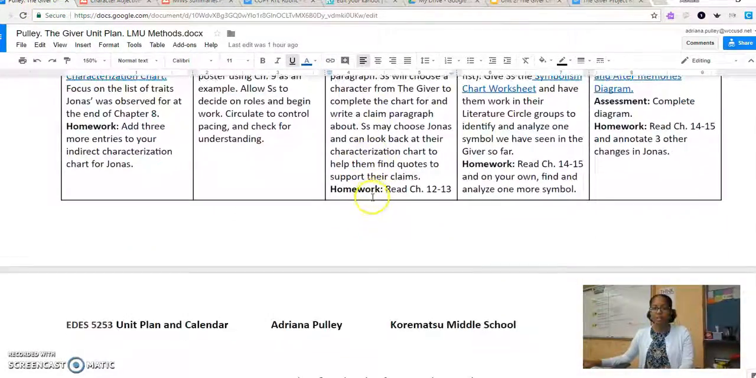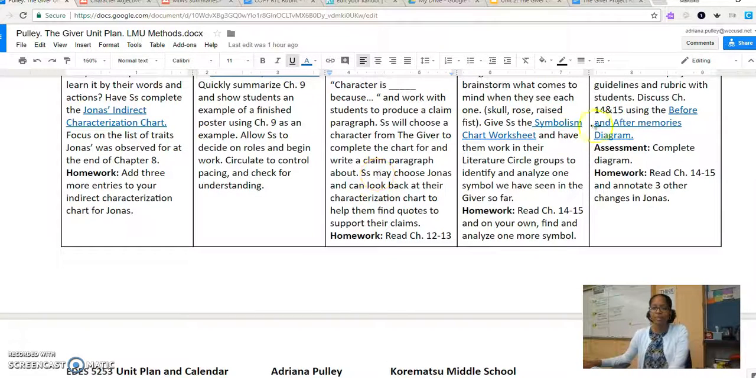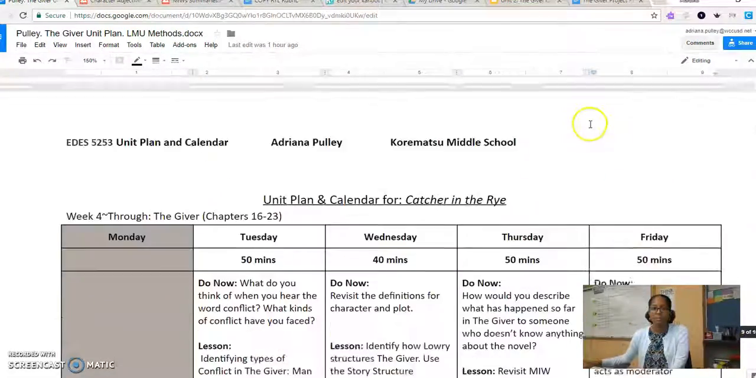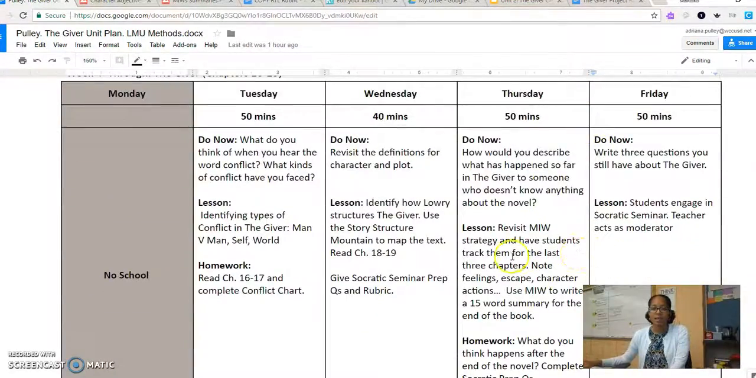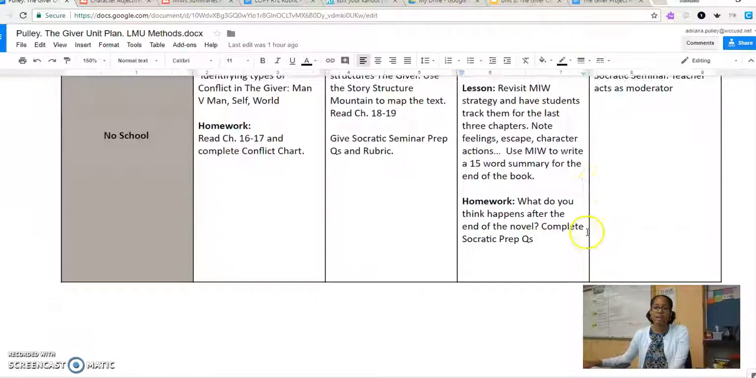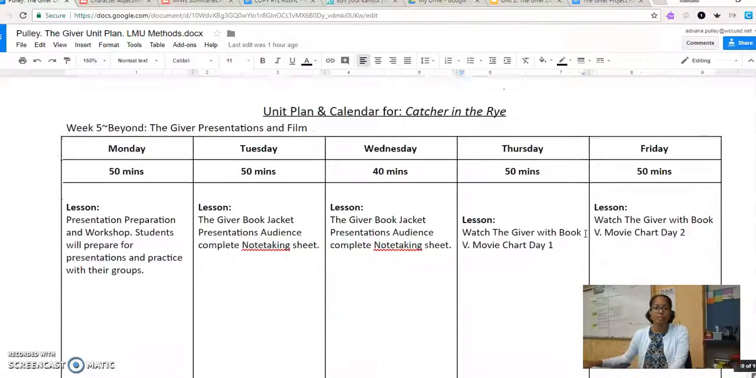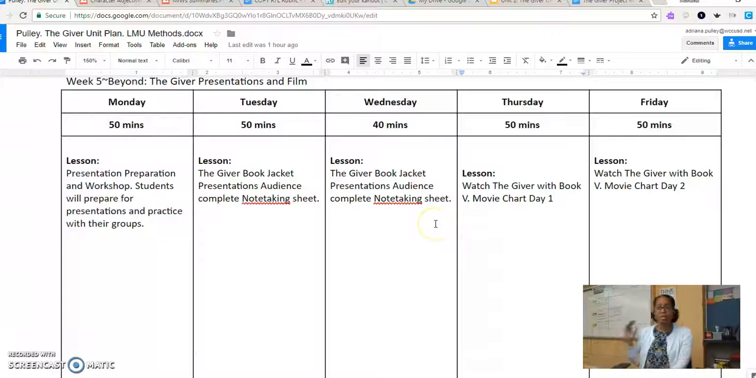Moving on along from here, we're going to see that annotation, they'll be coming back to that throughout the unit. Again, the second literature circle to examine symbolism. And next week, we're going back to that strategy for summarizing. Students will be having time to work on their project at home this week. Conflict, Socratic seminar. And last week will just be presentations.